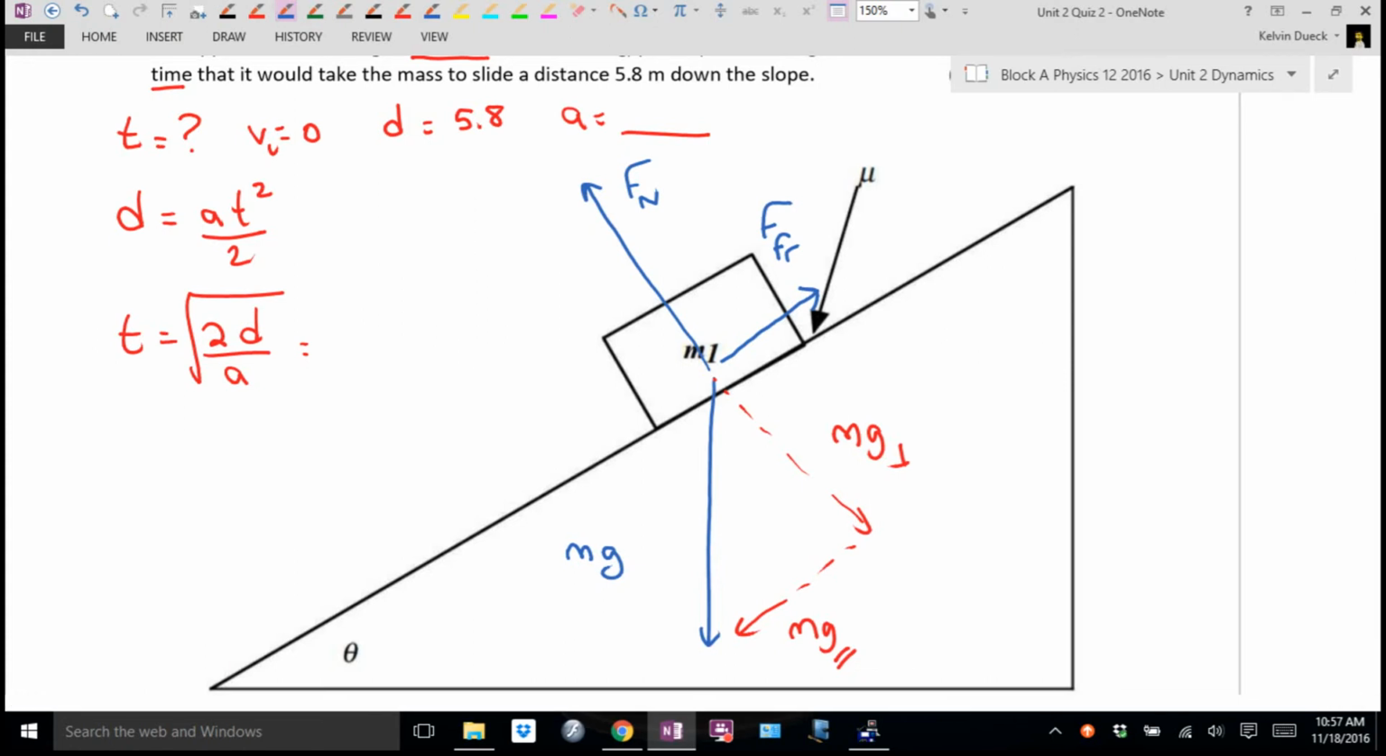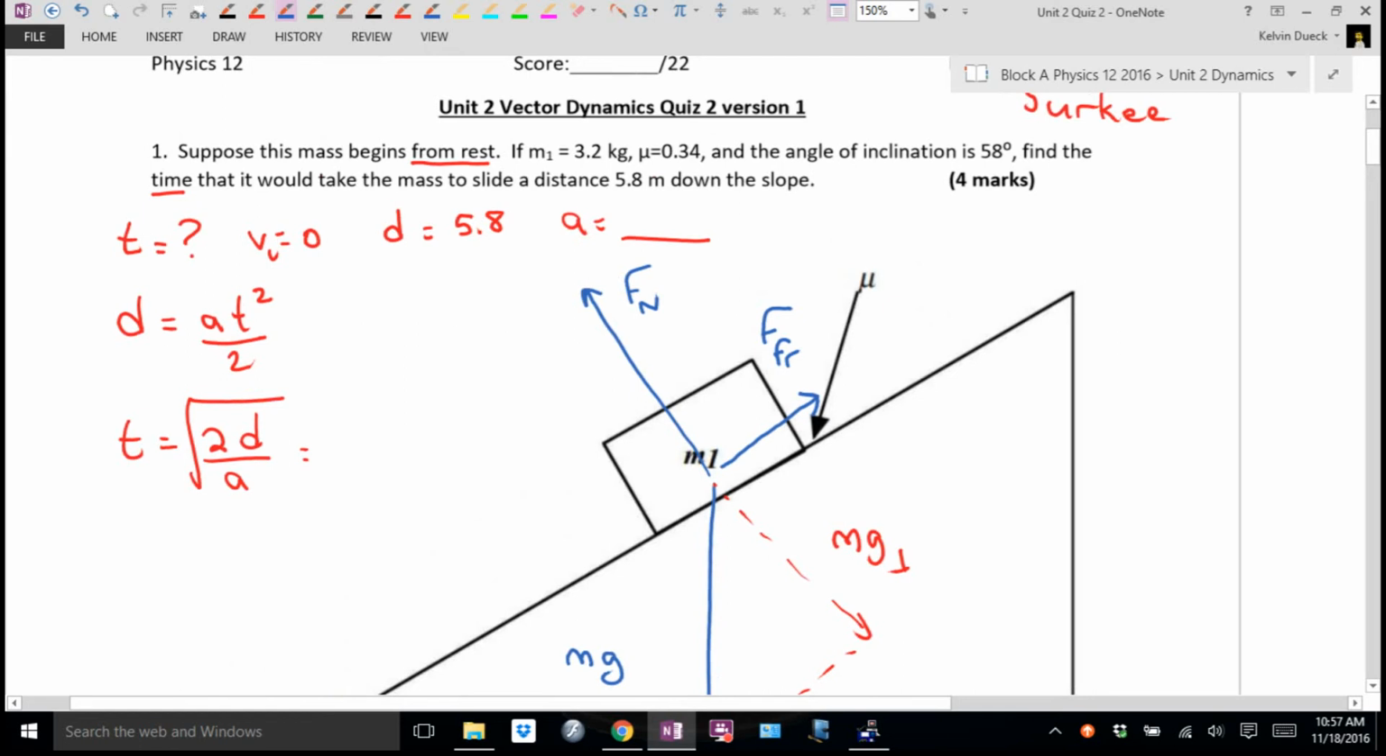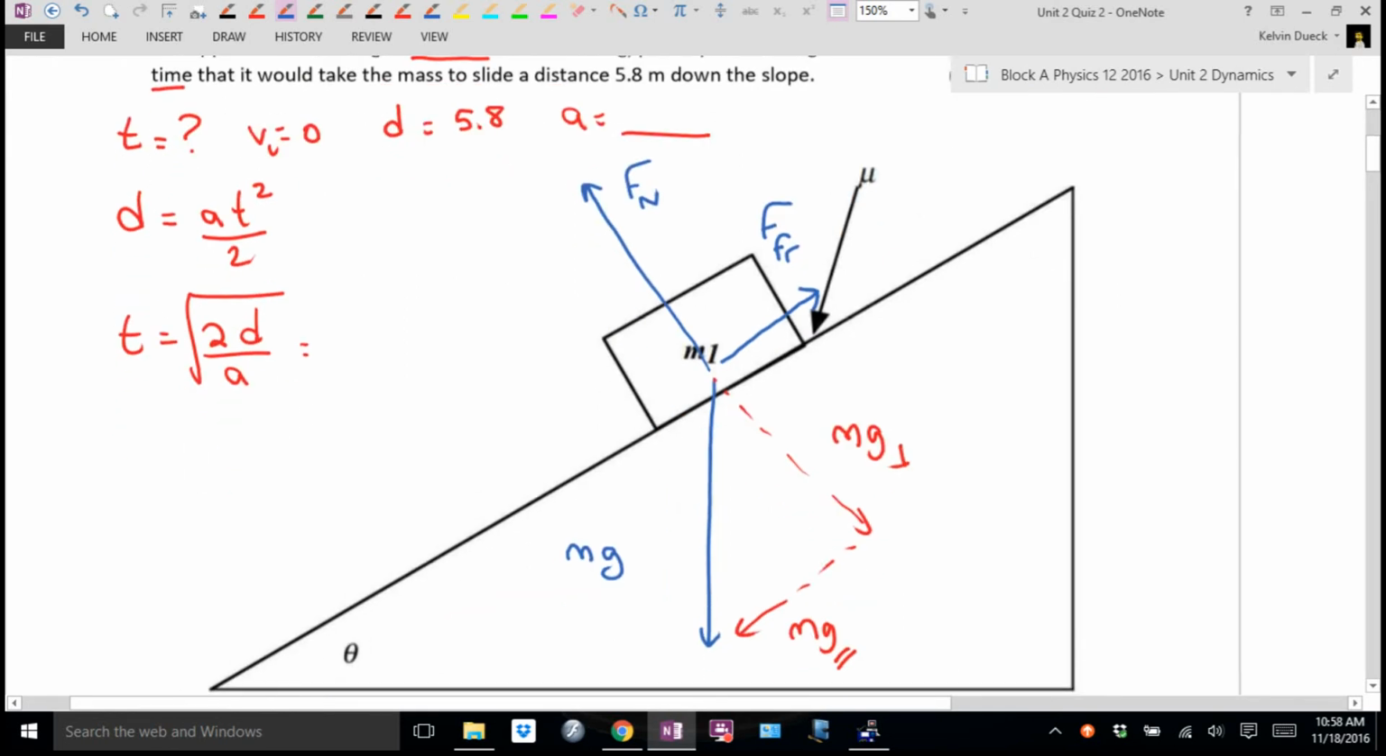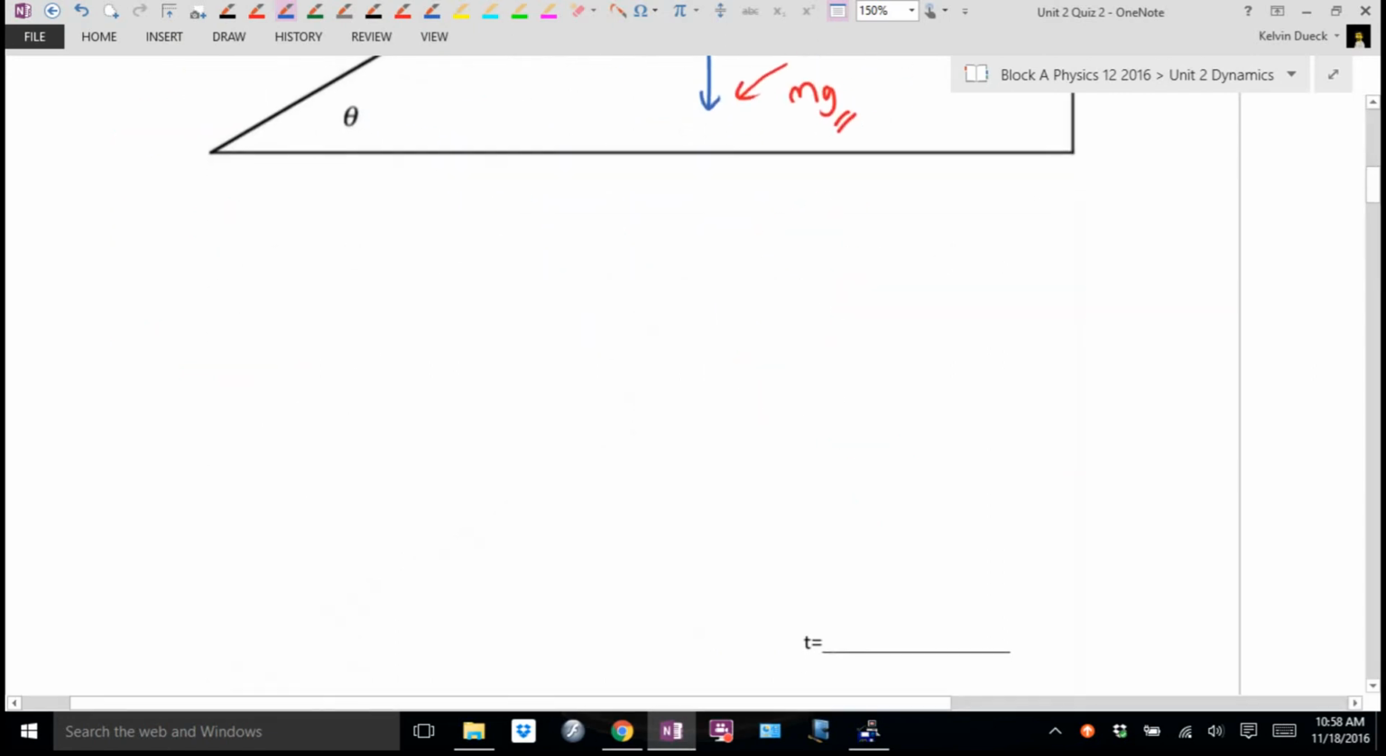Anyways, who's winning? It's a good question. Is it speeding down or slowing up? Wow, that was pretty good. See what happens when someone shows up late? It wrecks my whole, okay. Is it speeding up or slowing down? I'm going to assume gravity parallel is winning. If I'm wrong, I'll get a negative answer for my acceleration. I'll fix it.